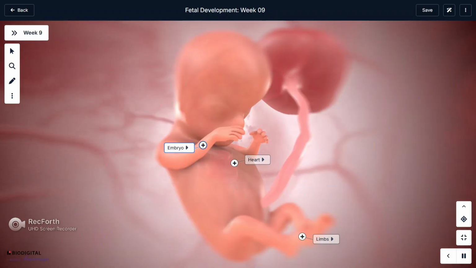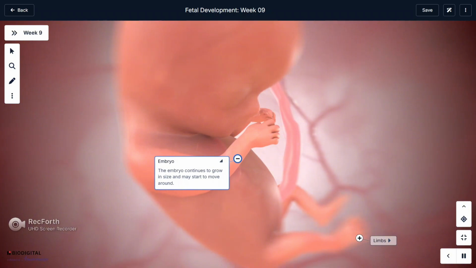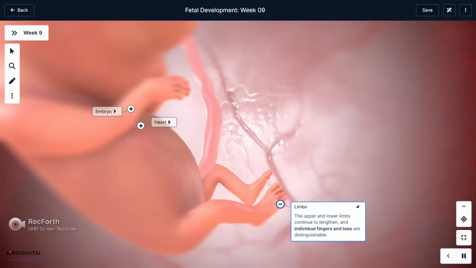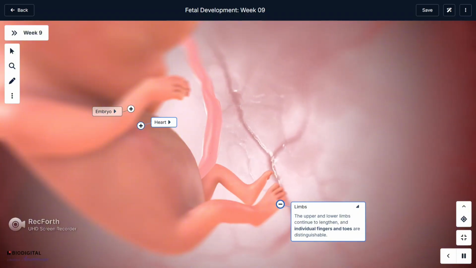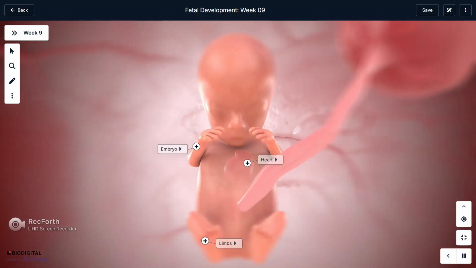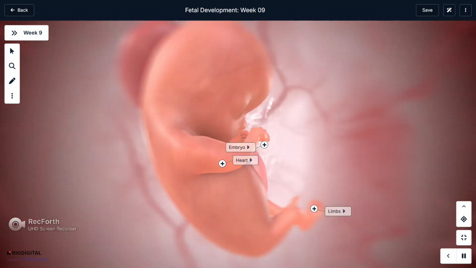At week 9, the embryo continues to grow in size and may start to move around. The upper and lower limbs continue to lengthen, and individual fingers and toes are distinguishable. During approximately weeks 6 through 9, thin walls called septa form between the four heart chambers to create the upper atria and lower ventricles. So this is the embryo during week 9.